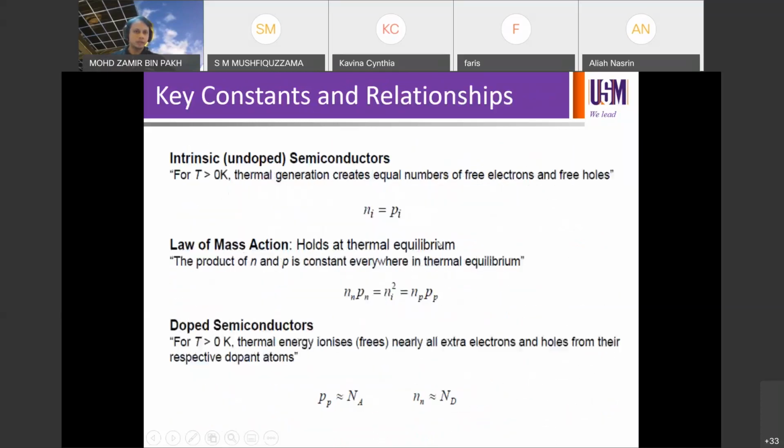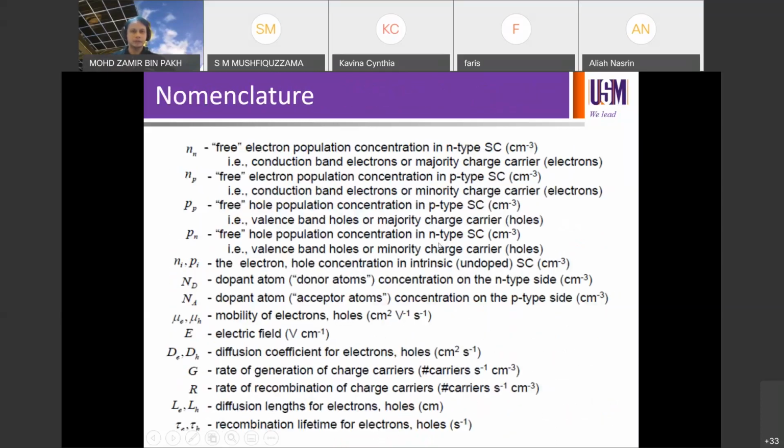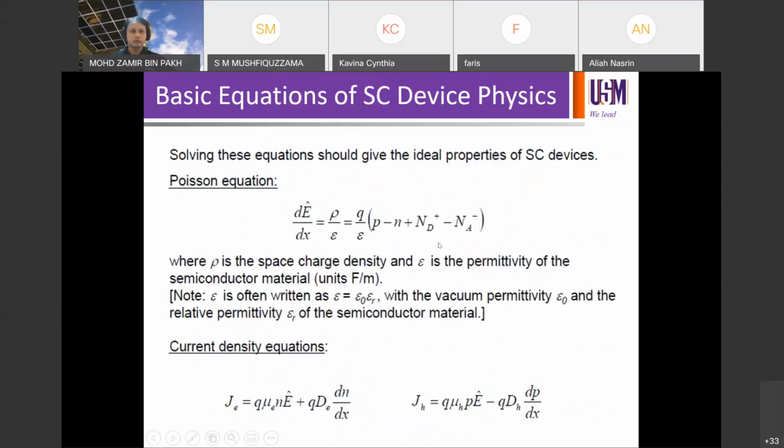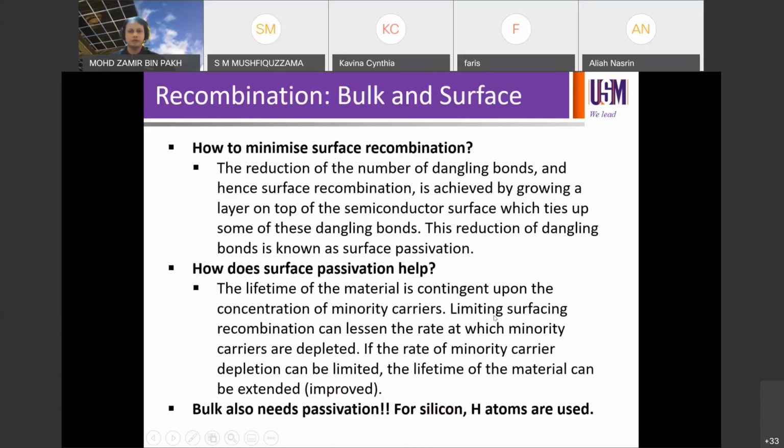So how to minimize? How do we minimize recombination? It can be tackled by a process. The reduction of the number of dangling bonds, and hence surface recombination, is achieved by growing a layer. Hold on. If you need to relate this to the properties of a crystalline silicon wafer, for example.